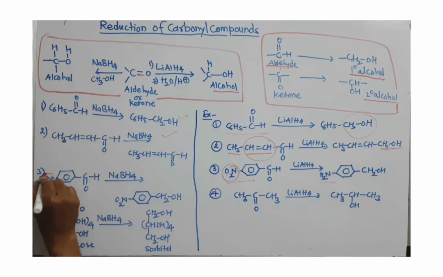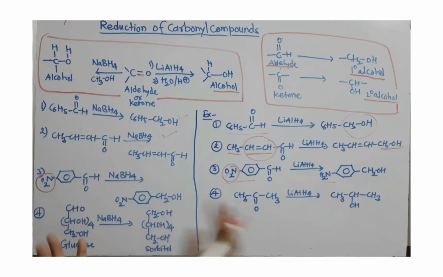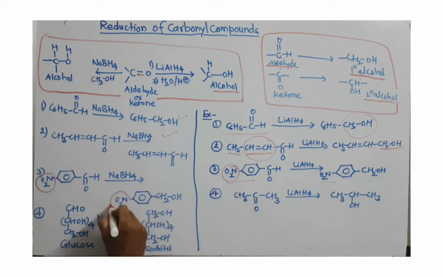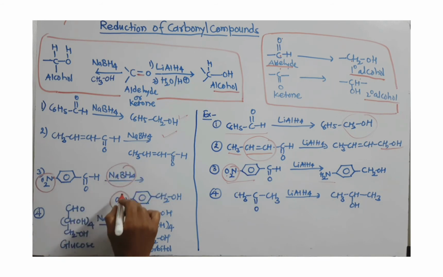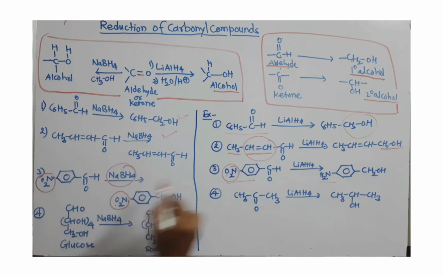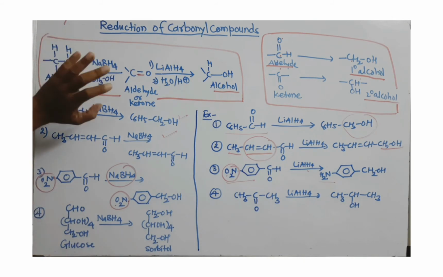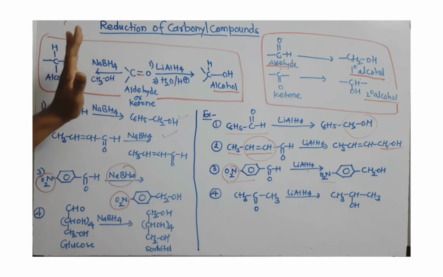But when I use sodium borohydride here, it can't reduce the nitro group. So the nitro group remains there. That I wanted to mention here: if you want that NO2 group as it is on the compound, use sodium borohydride, and if you want to convert it into an amino group, use lithium aluminium hydride. So sodium borohydride is actually a more selective and mild reducing agent as compared to lithium aluminium hydride.